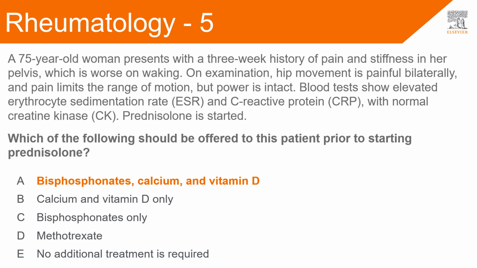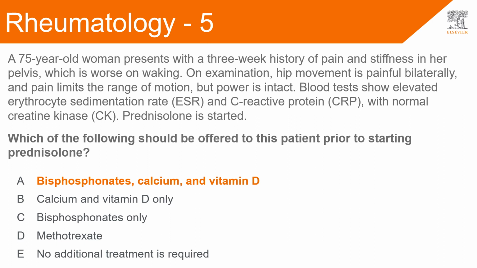It's not going to be some sort of myopathy, and obviously there's no other joint involvement, especially small joints of the hand or feet, which will exclude something like rheumatoid arthritis. Okay, now why would you choose A, bisphosphonate, calcium, and vitamin D? You've thrown the kitchen sink for this patient.